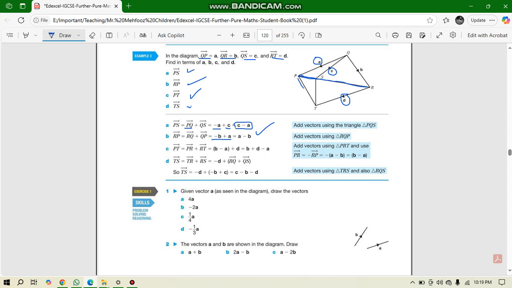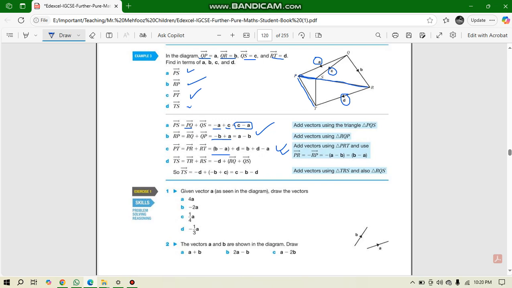And also next one is PT. PT is given as this vector. So this vector can be found by using the PR vector, which we have found in part B, and also RT vector. So that is equal to PR plus RT. What is PR? That is B minus A. So what is RT? That is D. So the answer will be B minus A plus D, or you can also write it as B plus D minus A. So this is the answer of part C.